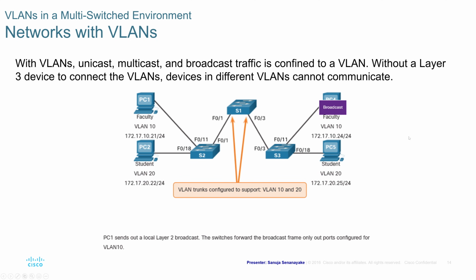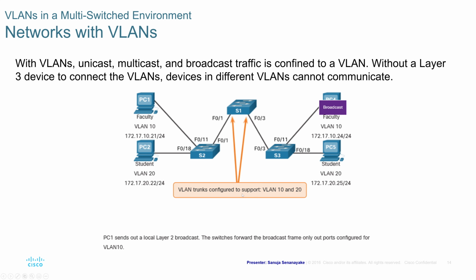With a network having VLAN technology implemented, the unicast, multicast, and broadcast traffic is now confined to a VLAN. Without a layer 3 device to connect the VLANs, devices in different VLANs cannot communicate. Without a layer 3 device such as a router, the different VLANs will not receive the broadcast, unicast, and multicast messages from other VLANs.